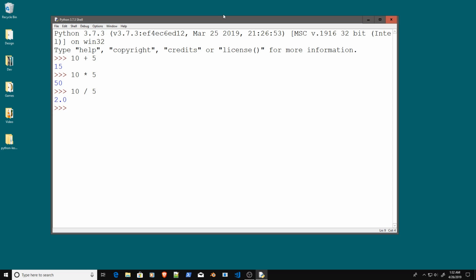Let's move on to subtraction. As you would expect, 10 minus 5 is 5. Now, what if we want to do more complicated things? What if we want to say 10 minus 5 times 2?